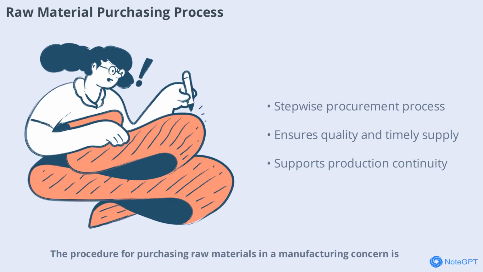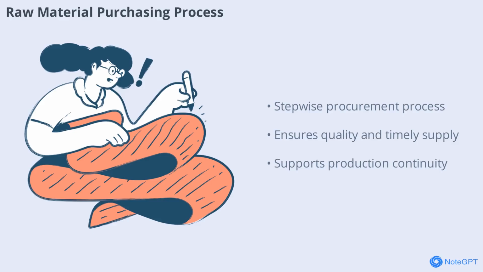The procedure for purchasing raw materials in a manufacturing concern is a systematic process designed to ensure the right materials are acquired efficiently. It begins with the recognition of need, where a purchase requisition is raised by the stores or production department. Next, the purchasing department selects suitable suppliers, often inviting quotations for new or critical items. After evaluating price, quality, and delivery terms, a purchase order is issued to the chosen supplier. The department then follows up to ensure timely delivery.